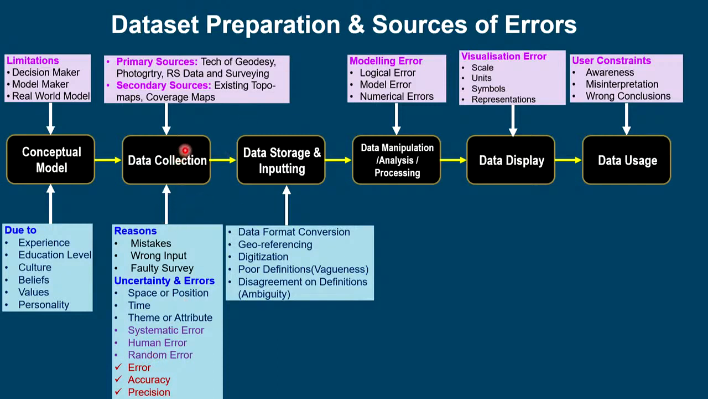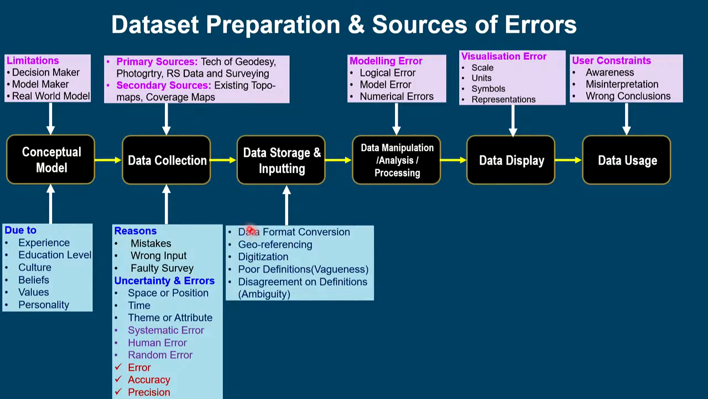Okay. Now once this is done, then you can go to the next level, that is called the data storage and the inputting. Basically this work you are doing in the computer system. So whatever raw data you have collected, you have to directly store into the computer system, and then you can input or modify that data set.